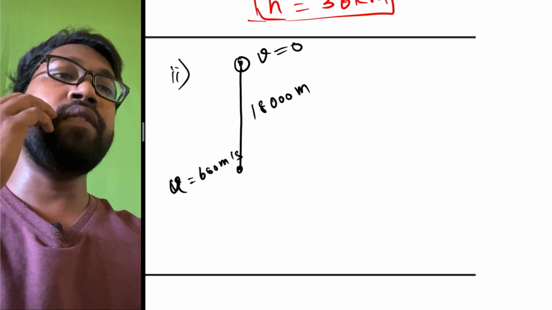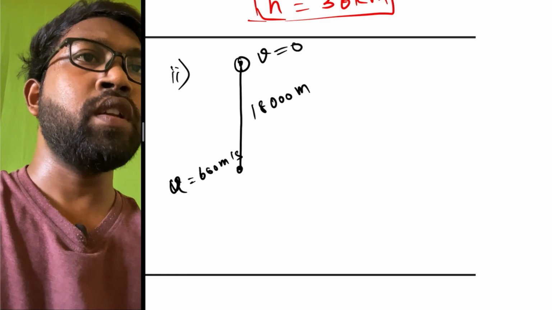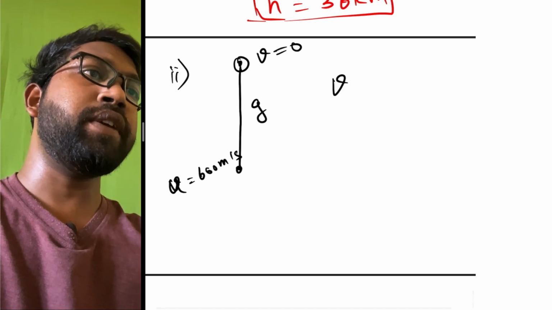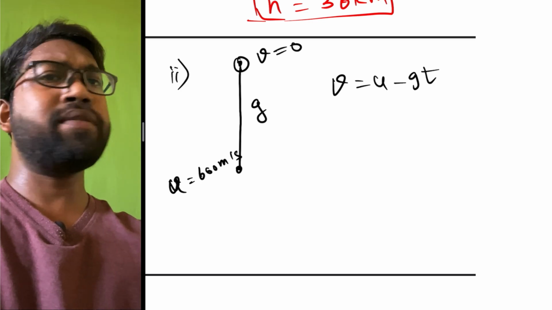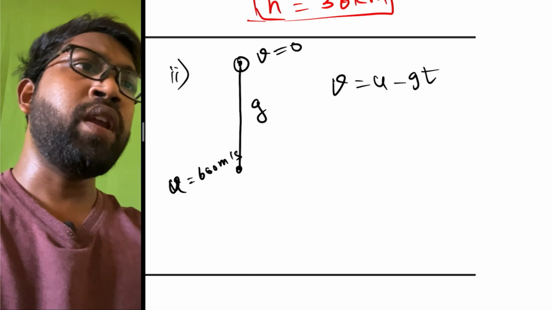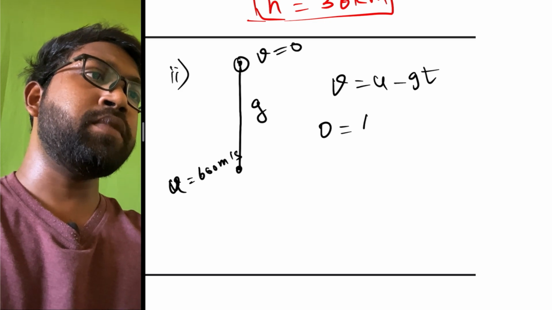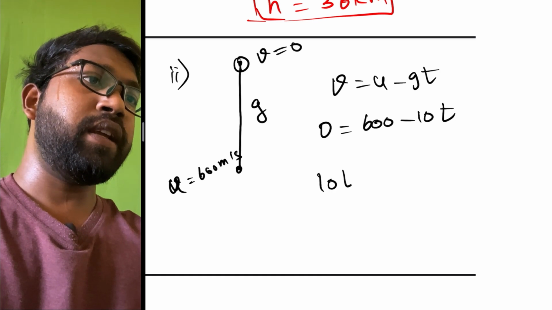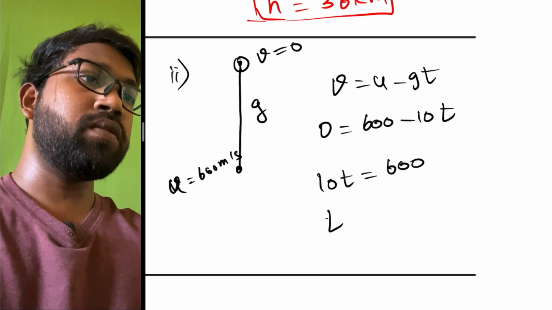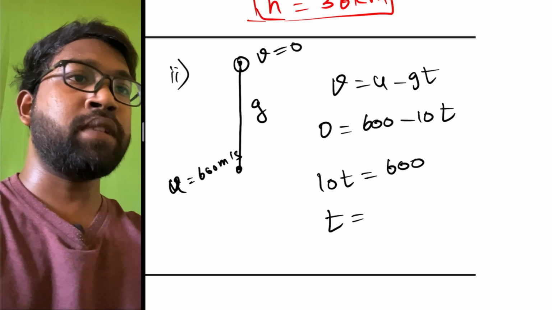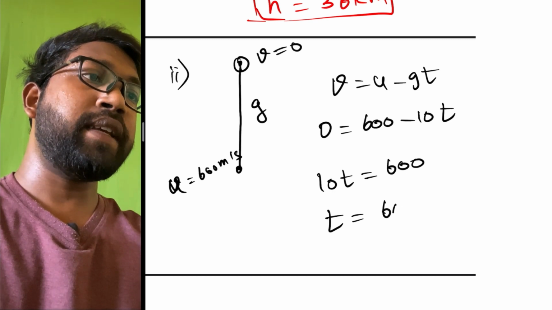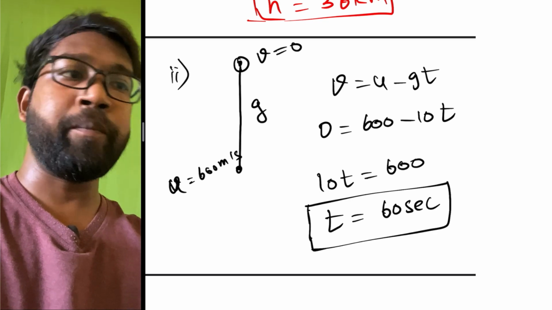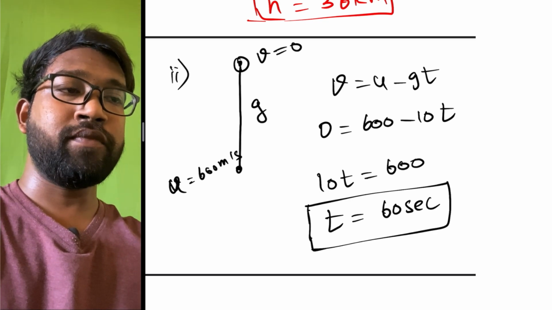From this information we can calculate it, but I think the distance is actually not needed. Since it is going under gravity, I can use the equation v equal to u minus gt. That's very simple, right? So v becomes 0, u becomes 600, minus g is 10 and the time t. So 10t equal to 600. The time to reach the maximum height from that particular point is 60 seconds. Okay, this is what we found.